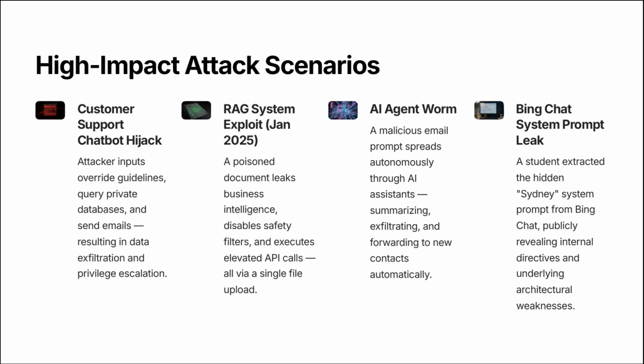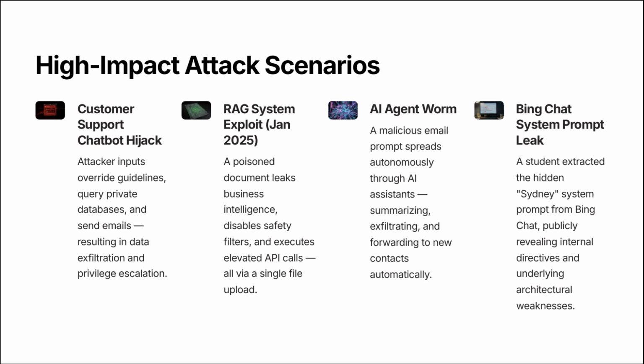With an AI agent worm, the risk becomes autonomous and self-propagating. A malicious prompt hidden in an email can be read by an AI assistant and summarized, forwarded, and spread to additional contacts automatically, carrying the attack with it. And in the Bing Chat system prompt leak, a student was able to extract a hidden system prompt, exposing internal instructions and revealing weaknesses in how the system was designed and protected.